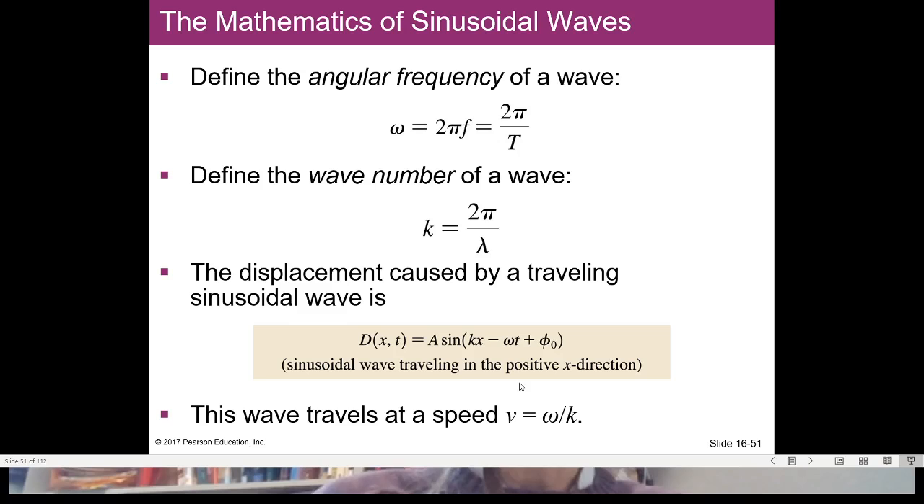Notice that we can also write down the speed in terms of omega and k, because the speed v was lambda times f, okay? But lambda is 1 over k times 2 pi, right? So the 2 pi's cancel in the omega and the k, and so you can also write this as omega over k.